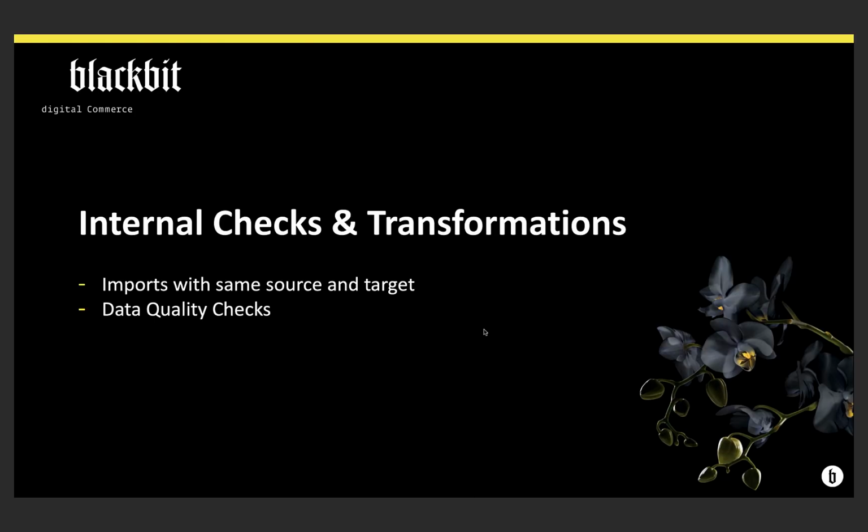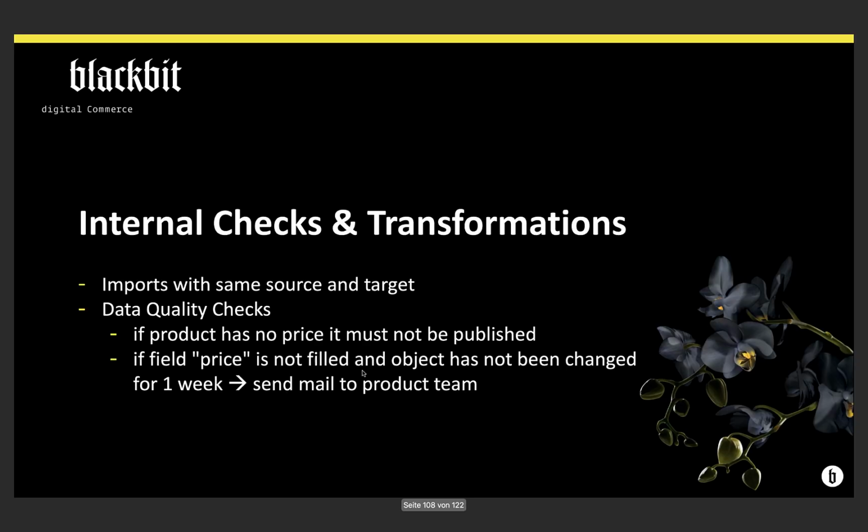You can use that for data quality checks, for example. A use case would be that if a product has no price, then it must not be published. Then you would set up a dataport where you extract the product price. And if this is empty, then you would set up in the attribute mapping in the published fields that it should be unpublished when there is no product price. So then it would never be possible that a product without a price would get published.